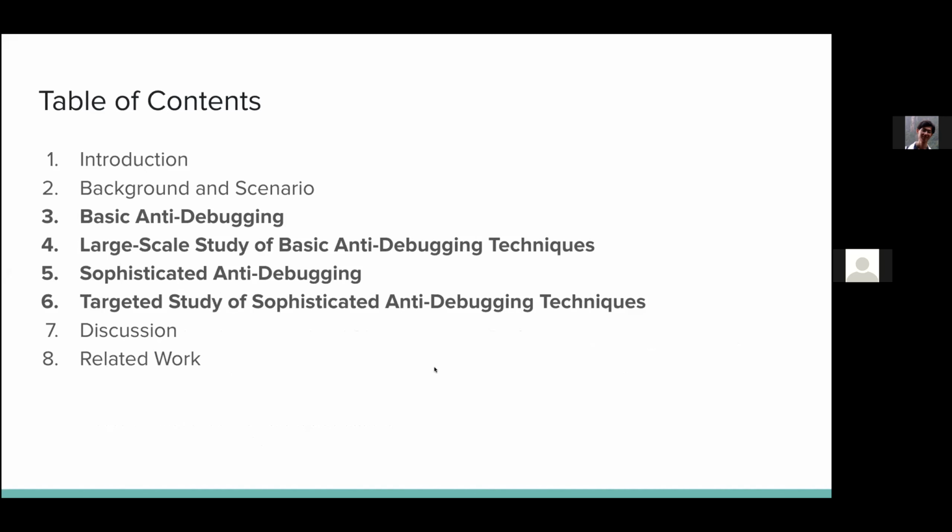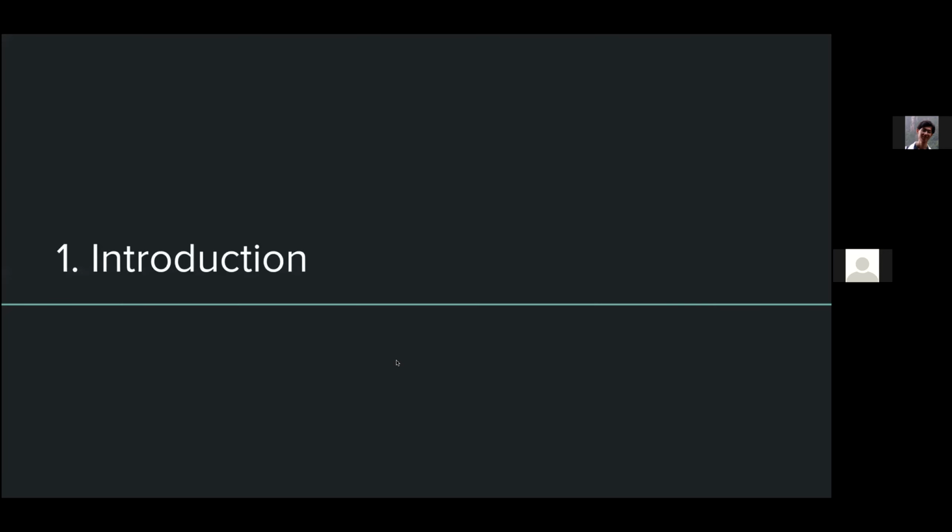For this particular study, I'll be presenting the sections in the same order they're written. There are two major parts to this study. The first one is about basic anti-debugging techniques, and then there's a second part, which is a follow-up study on more sophisticated attacks. I'll go through them in detail later.